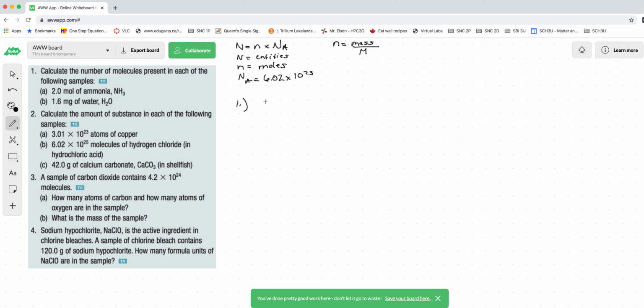Question 1 says calculate the number of molecules present in each of the following samples. So pretty straightforward. This is just going to be a plug and chug, but I do recommend you always write down what you know. So we know we have 2 moles of ammonia, and of course, we always know Avogadro's number. So at this point, it would be entities per mole, we're calculating molecules. So there are 6.02 times 10 to the 23 molecules in 1 mole of ammonia. So now you just have to insert numbers accordingly.